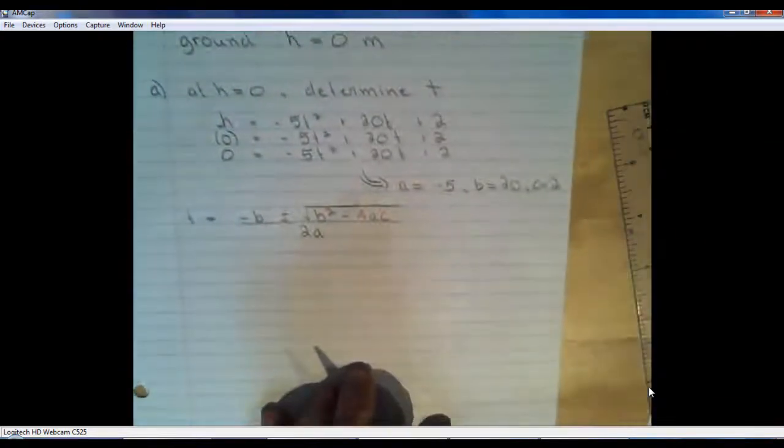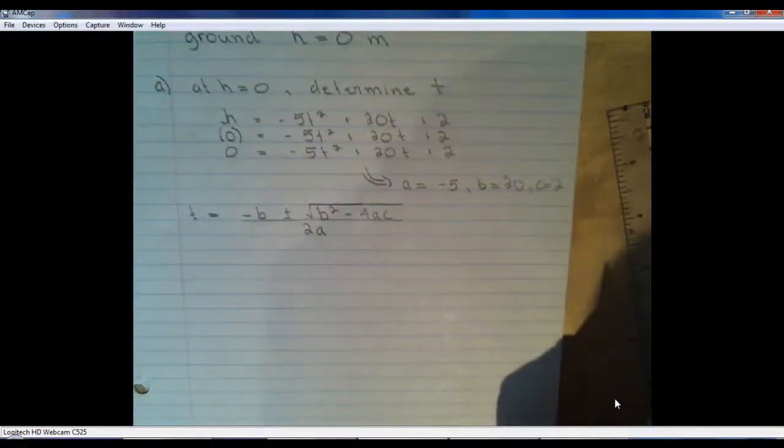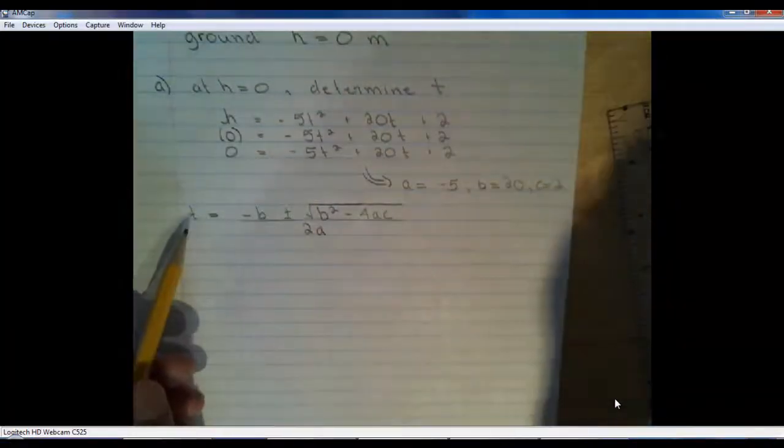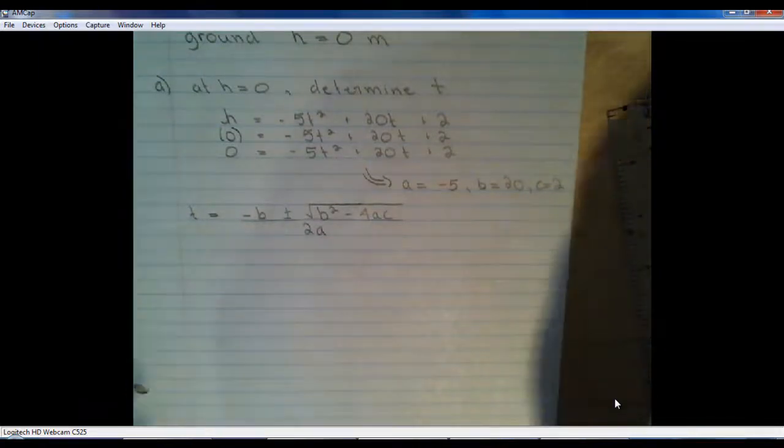Again, guys, you're going to want to know that by heart. So we're going to substitute a, b, and c into there. Please take a moment to try that. Remember, with a quadratic formula, you will get 0 solutions, 1 solution, or 2 solutions.